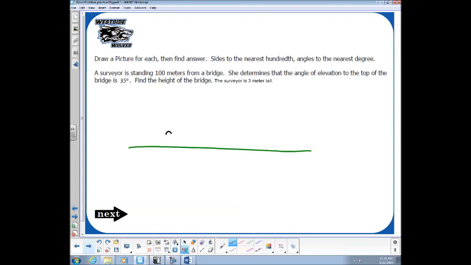Here's my surveyor. And they're 100 meters from a bridge, so I guess I need a bridge here. I want to draw this as best I can. I know my drawing's not great, but it's a picture. So they're 100 meters away from the bridge. All right, put your units in there.